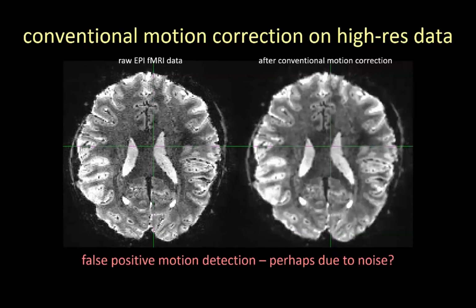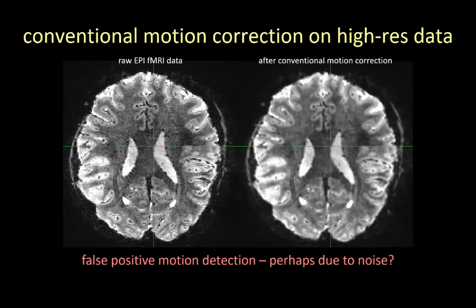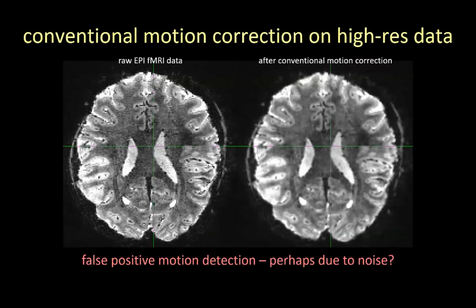But also you notice if we compare that one frame to the others, I don't know if you guys can see it from the audience, but there's a weird shift of the brain, a couple of pixels, I think, to the left. And so it looks like there's some false positive motion detection.